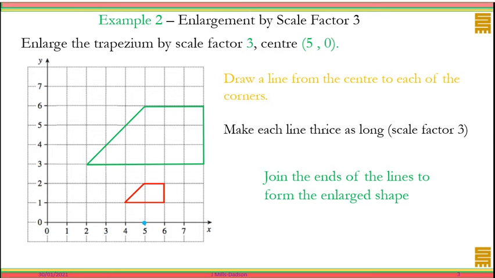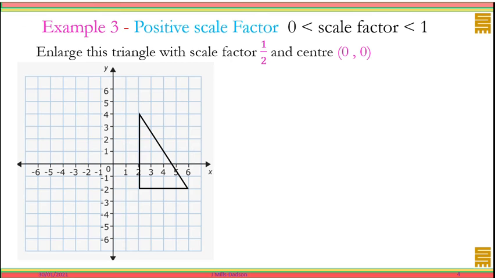Now, what happens when you have a scale factor which is a fraction? How do we do that? Let's see. So we have a positive scale factor, but this time it's a fraction. Enlarge the triangle by scale factor half from the center 0, 0. The principle doesn't change. From the center, draw straight lines to all the corners, or the vertices. Each line that you've drawn, this time you halve each of the lines because the scale factor is half.